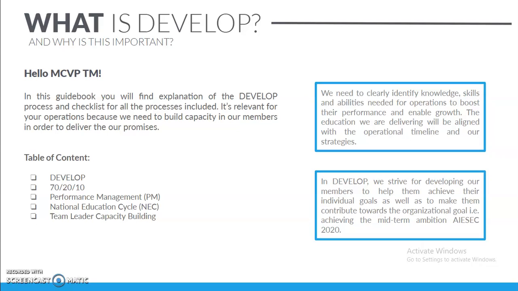In this video, we are going to go through the 70-20-10 learning model. Then we're going to talk about performance management, national education cycle, and team leader capacity building. But before this, we just need to understand that the develop process gives the skills and the abilities that our members need in order for them to perform in their role, and the knowledge that we give them needs to be aligned with the operational timeline, because otherwise we're not going to give them the knowledge that they need at a specific point to perform a specific task. But more about this we're going to discuss in the national education cycle part.